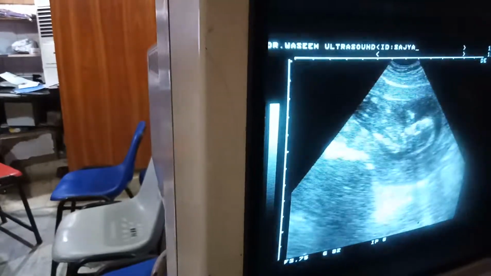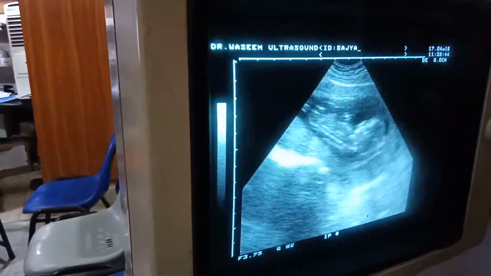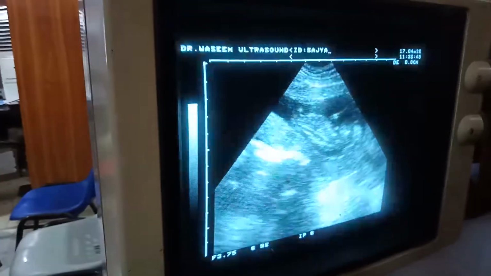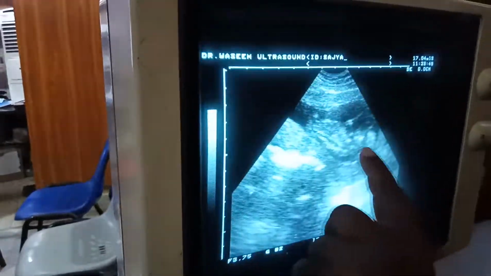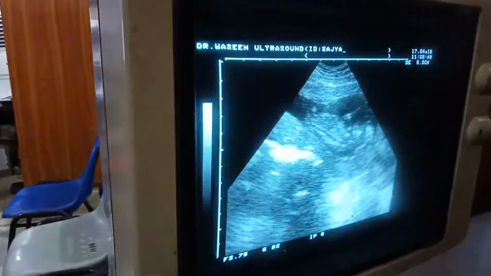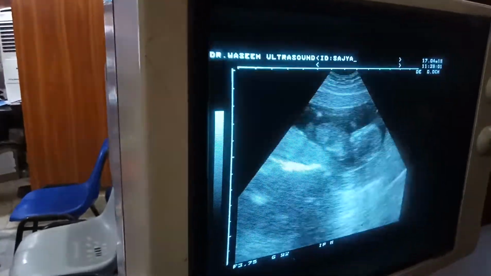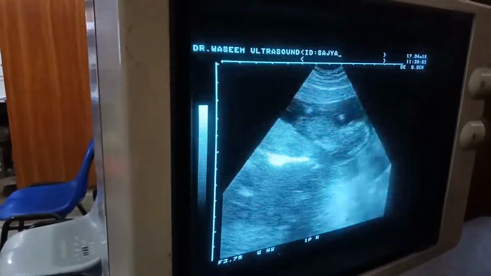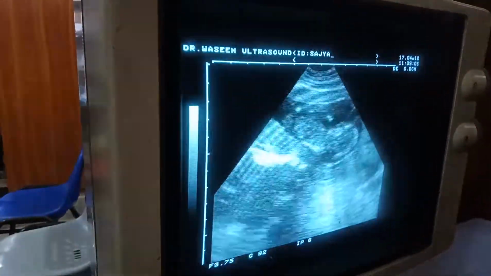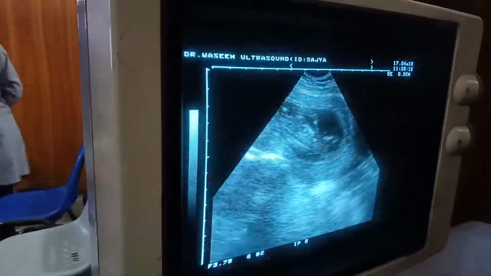And this one is the vertebral column of the fetus. Here it is. Let me make it move here. Yes, this is the vertebral column of the fetus. You should always check this vertebral column for any neural abnormality like meningocele or meningomyelocele or spina bifida. You should always, in routine, check this vertebral column. Everything is okay, alhamdulillah. Okay.